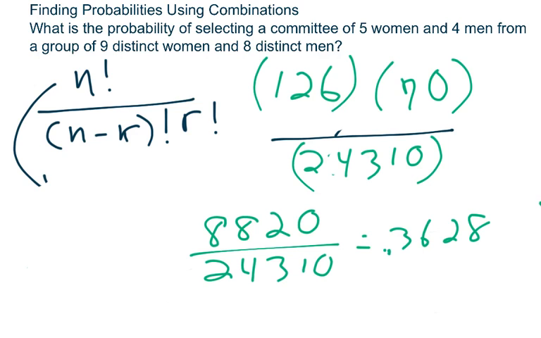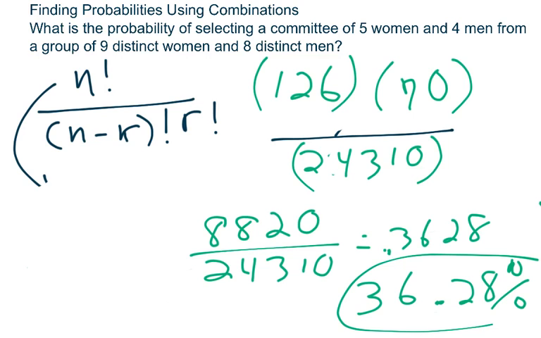Converting this decimal to a percent, we could say that the probability of choosing a committee of 5 women and 4 men from a group of 9 distinct women and 8 distinct men is 36.28%.